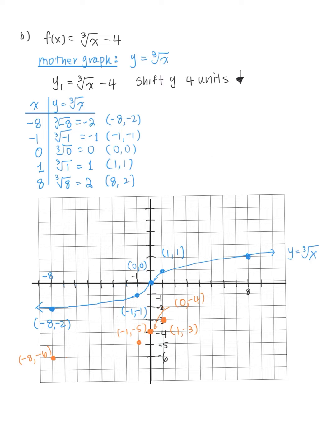Okay. And the next point was, what was that? 8 comma 2. So again, subtract 4 from 2. So what do we get? 2 minus 4 is negative 2. So here you're going to be plotting 8 comma negative 2.